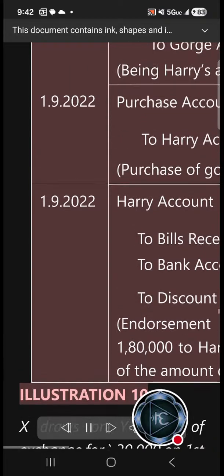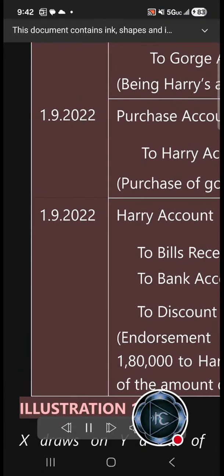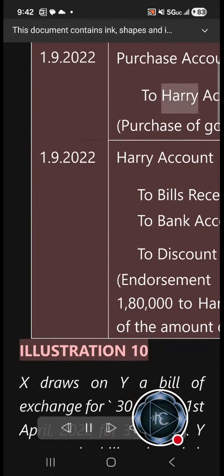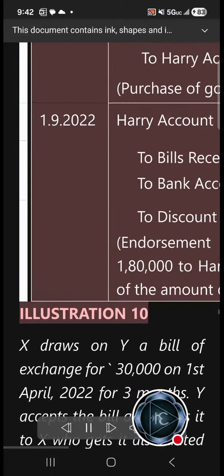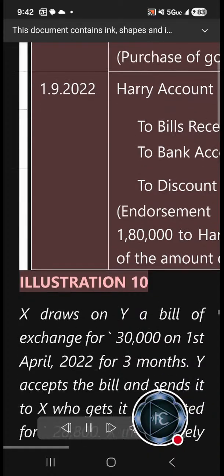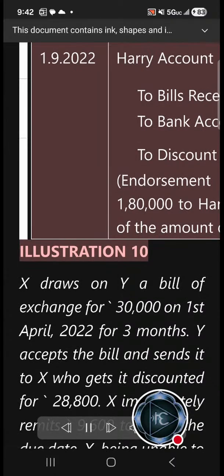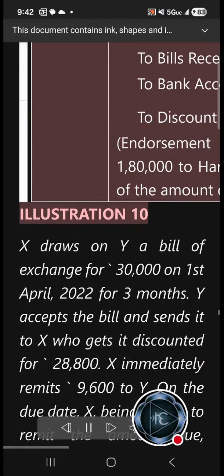190,000. 181,000. Purchase account Dr. To Harry account. Purchase of goods from Harry. 190,000. Harry account Dr. 190,000 To bills receivable account, to bank account.